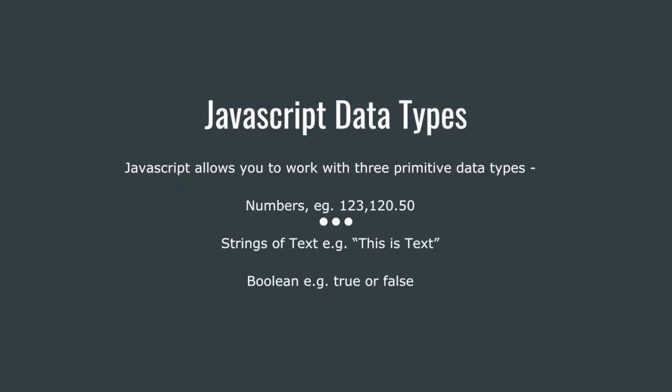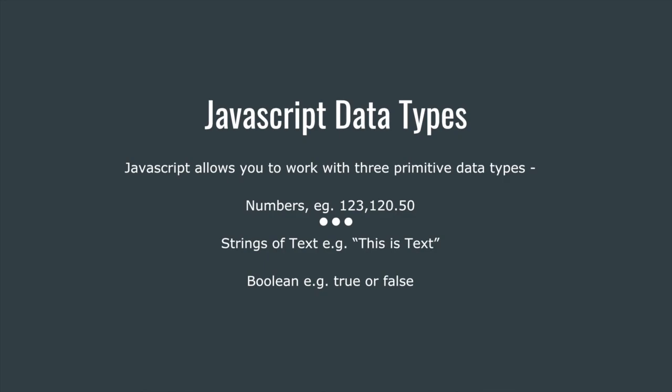Now what are the data types? Let's talk about some data types. JavaScript allows you to work with three primary data types. Number one is numbers. Number two is strings of text, and three is true or false. In addition to these, JavaScript also defines two trivial data types, null and undefined, each of which defines only a single value.